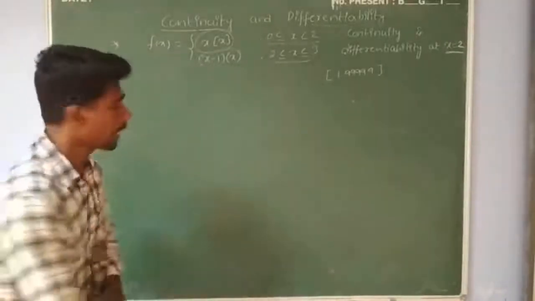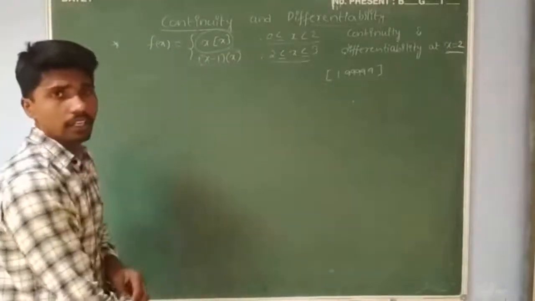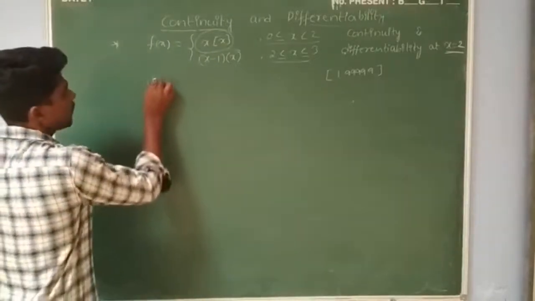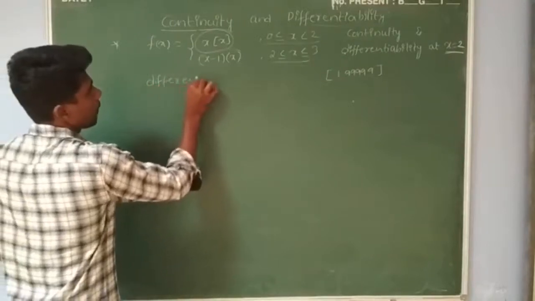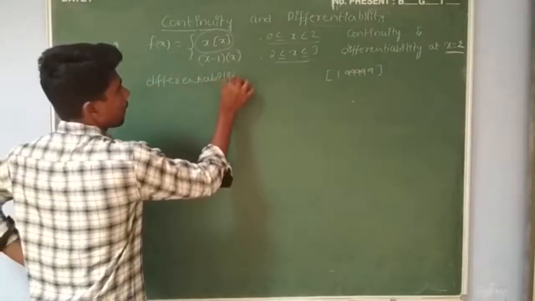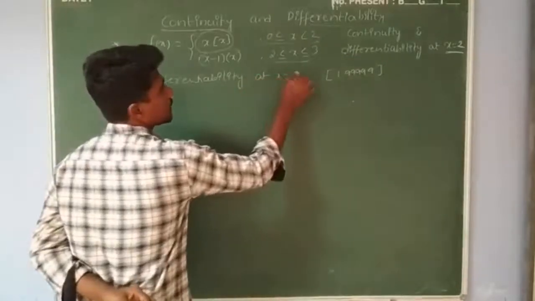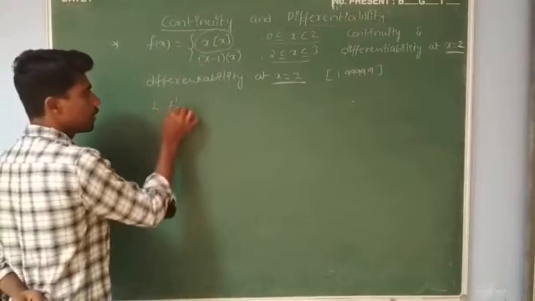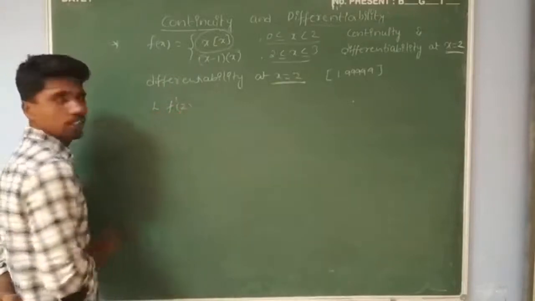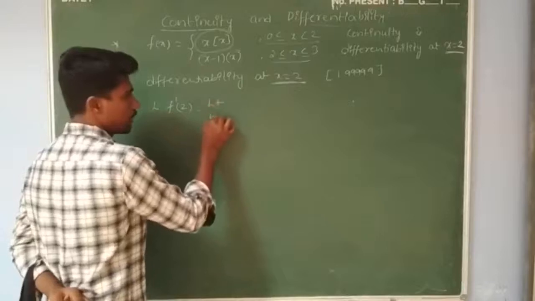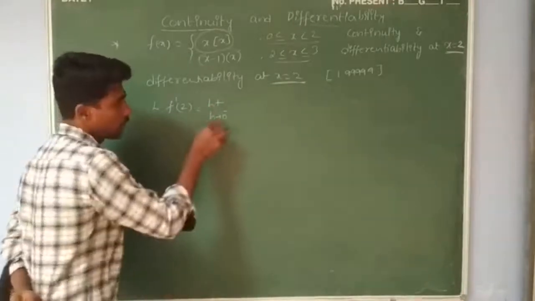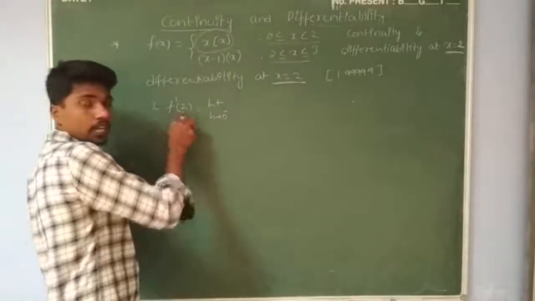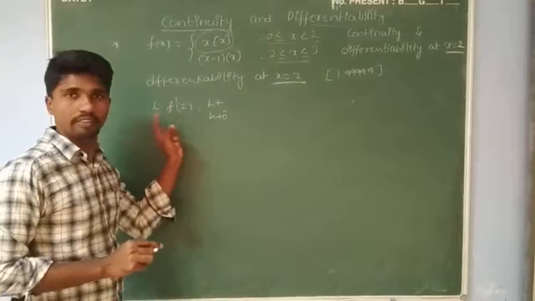For differentiability, what do I have to do? Left derivative and right derivative I need to find. Differentiability at x equal to 2. So now I am going to find the left derivative of the given function at 2. Now limit h tending to 0 minus. What does h tending to 0 minus represent? Approaching from left side.